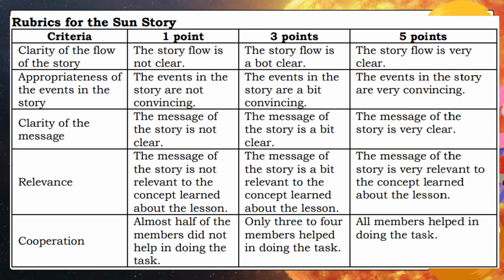Rubrics for the sun story. Criteria: clarity of the flow of the story, appropriateness of the events in the story, clarity of the message, relevance, and cooperation. 5 points being the highest and 1 point being the lowest. Good luck!